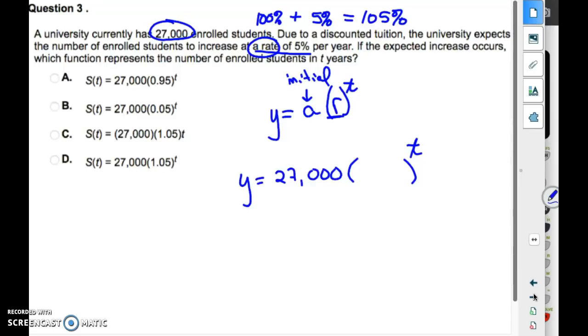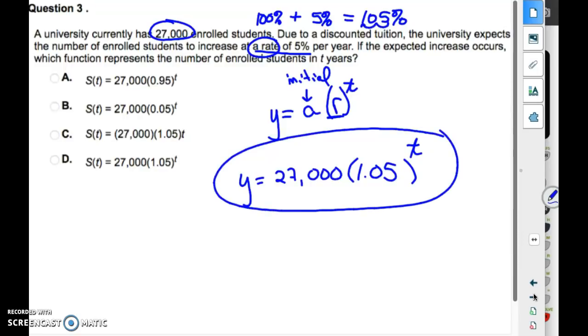Well, that was pleasant. So we have 105%, which when we move our decimal 2 places to the left, we get 1.05. So that would be our correct answer, and it matches with D.